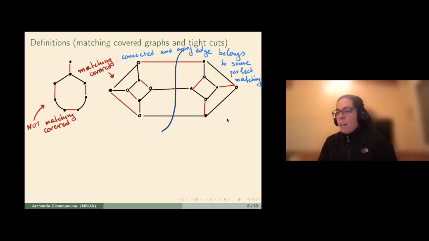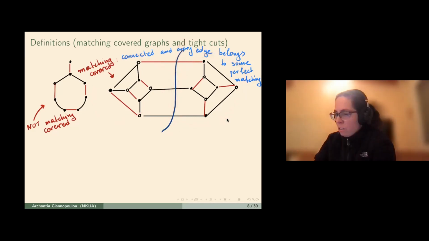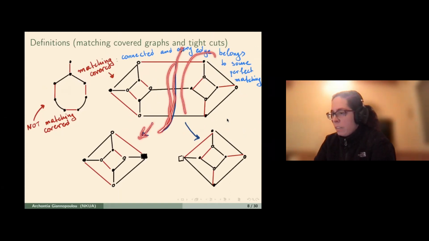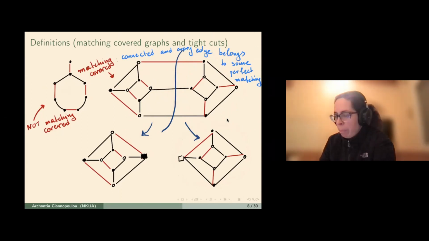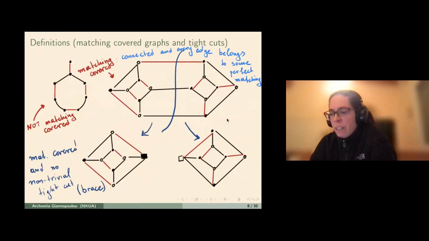And we can use tight cuts in order to decompose the graph into smaller parts. It's like we cut along the edges, and each of the other parts becomes a single vertex. To give a better idea, here on the left, we cut, then we identify all this part in one vertex. We've got the smaller graph, and the same for this side. And this graph is matching covered. It has no non-trivial tight cut.